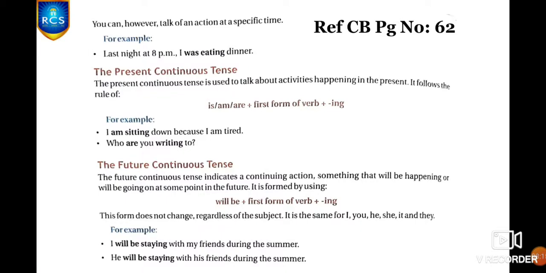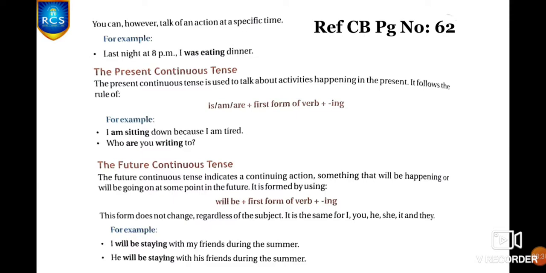And next, you can, however, talk of an action at a specific time. We can also describe an action at a specific time using this past continuous. For example, last night at 8 p.m. I was eating dinner. Okay. And next one, the present continuous tense.